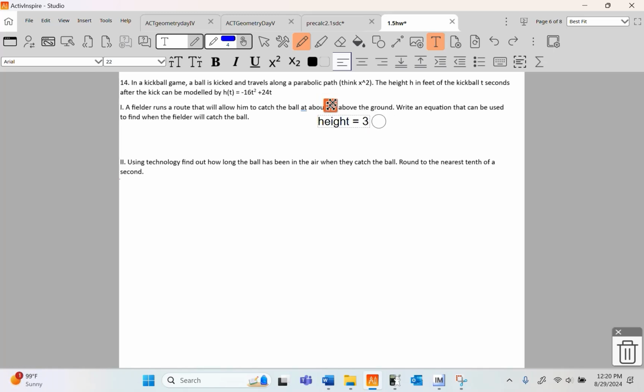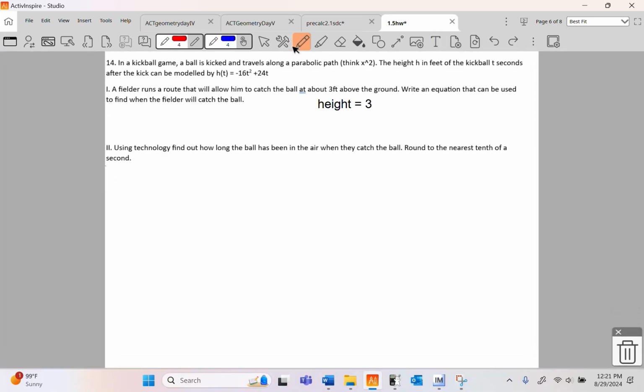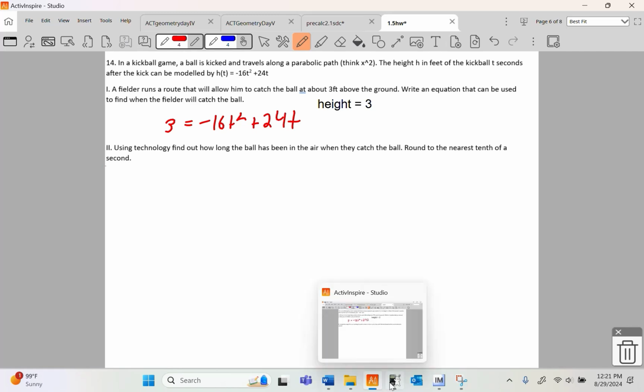Height is 3. So we're going to take that 3 and we're just going to put it right here. 3 equals negative 16t squared plus 24t. And that's the equation you could use, and we could solve that by hand. We don't have to today. We will a later day at some point in time. But use technology to find out how long the ball has been in the air when they catch the ball, around the nearest tenth of a second.